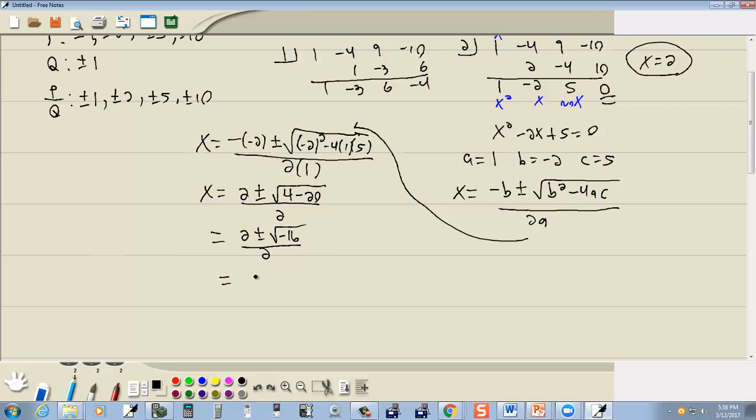The square root of -16 is 4i, over 2. And then we split it up, the real part separate from the imaginary part. And we end up with 1 plus or minus 2i.